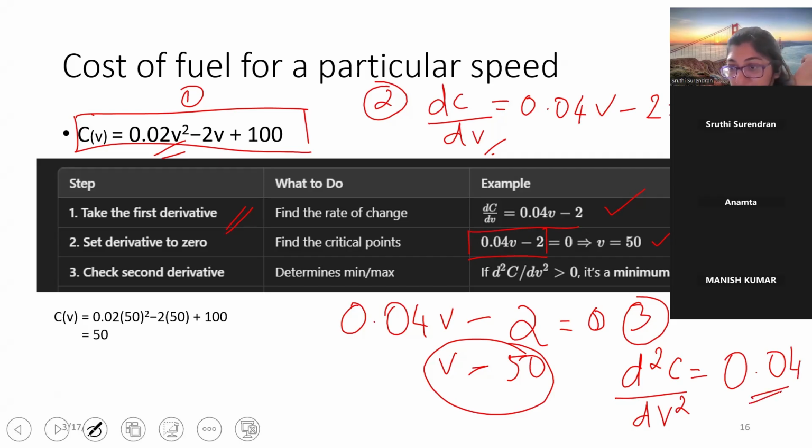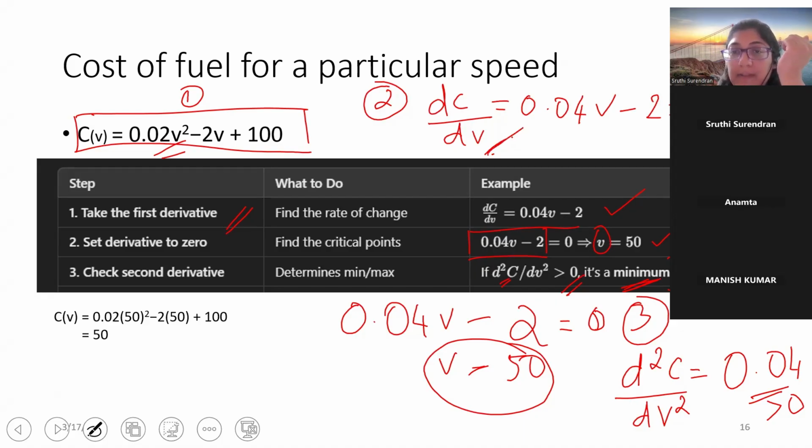Now this 0.04 is a value that is greater than 0. If it is greater than 0, then it means that this is a minimum. So it is saying that at the speed of 50 kilometers per hour, whatever the C value we are going to get is a minimum value. That is what this optimizer is doing.